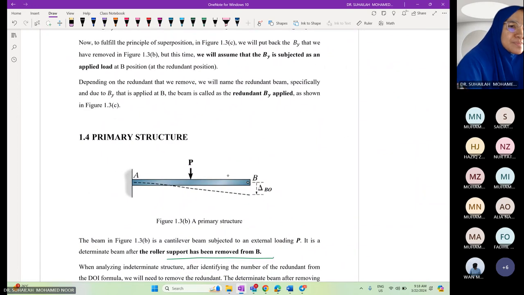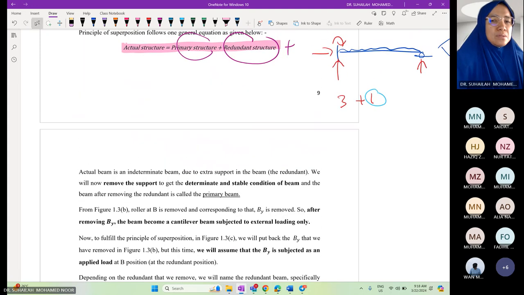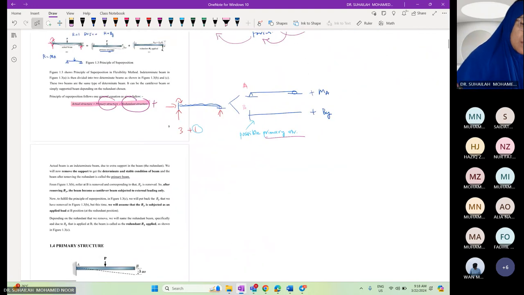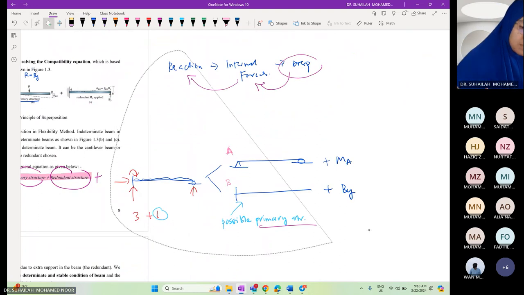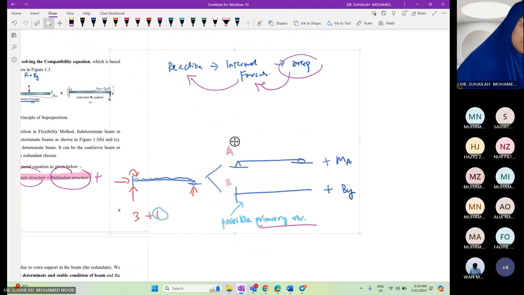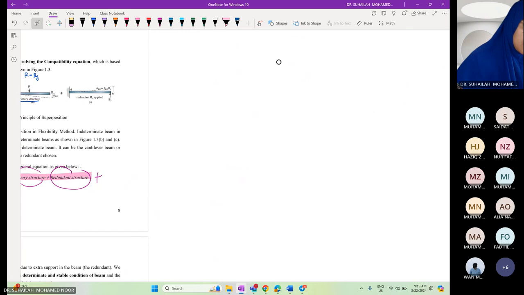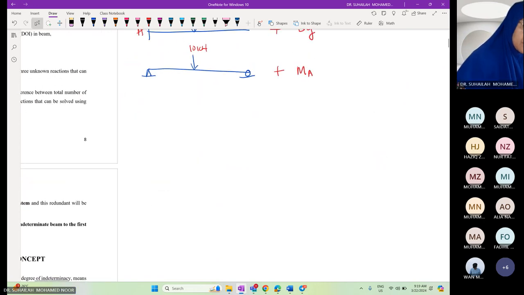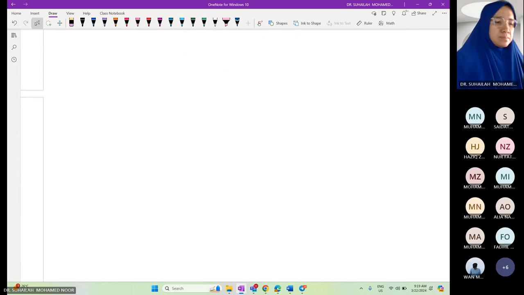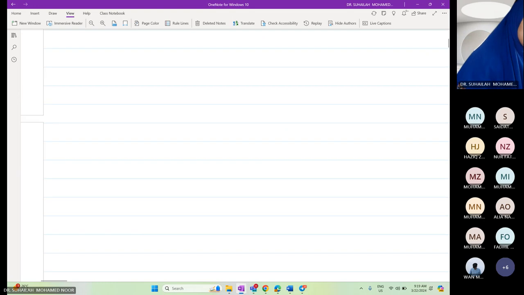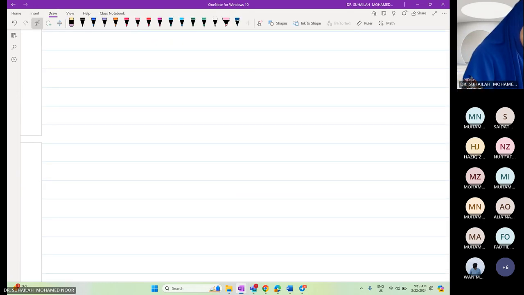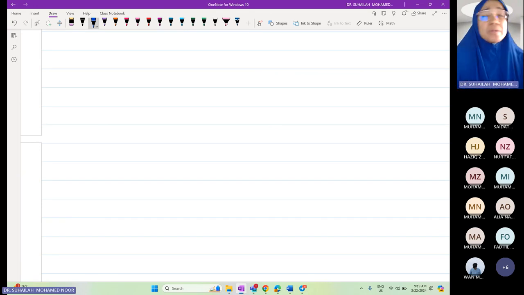Okay, dekat sini. Okay, yang ni you baca, saya nak buat from zero ya. Saya nak buat from zero. Saya tulis tepi ni ya. Okay. Tulis tepi ni. Okay, so tolong tulis banyak kali. Tolong remember principle of superposition, the general equation.